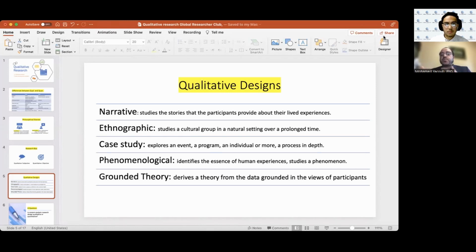So here comes the word ethnographic. If you want to do an ethnography, you have to immerse yourself in the group that you're studying. You have to be a part of that group.